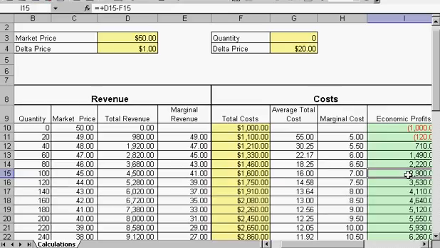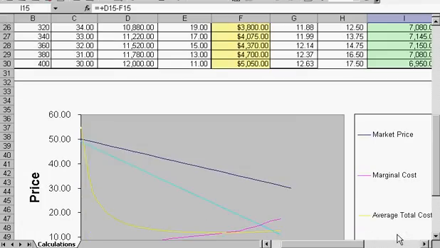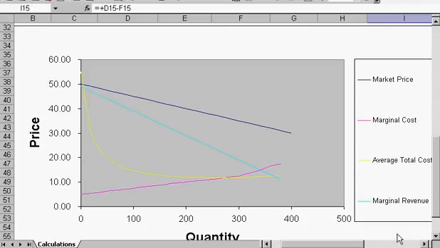Economic profit would be total revenue minus cost, and that will be our economic profit. So in this case, we had $4,500 for total revenue, and our total cost was $1,600, leaving us a profit of $2,900. Here everything is nicely graphed for us.